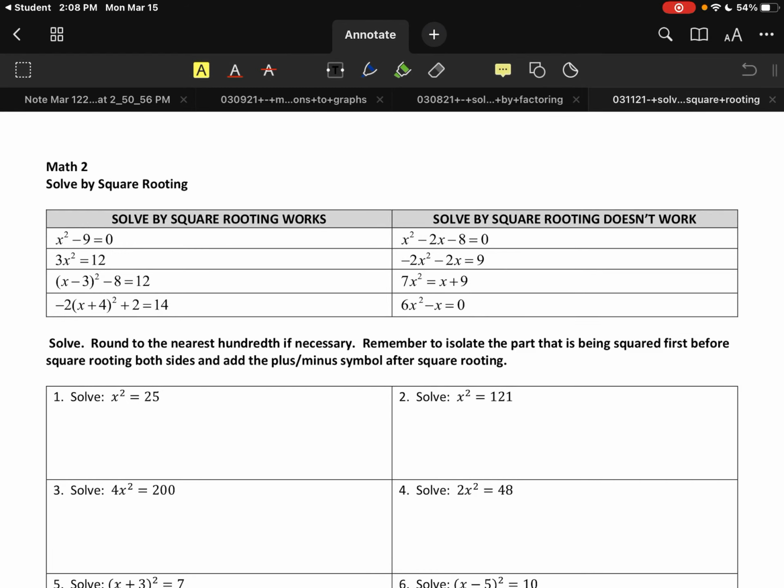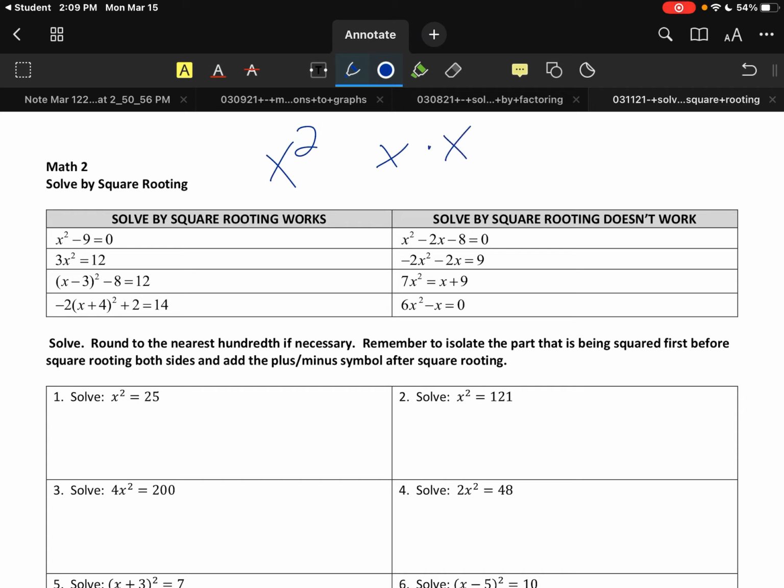Alright, this is a quick video on solve by square rooting. First of all, square rooting is the opposite of something being squared. If you have x squared, that's the same as x times x. Square root is the opposite of something squared, so the square root of x squared knocks off one of the x's, so that equals x.